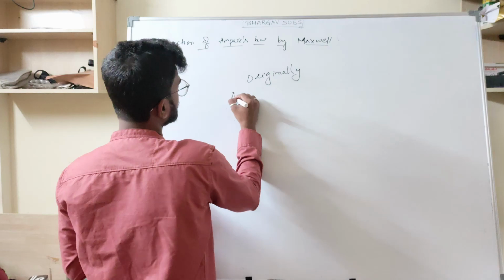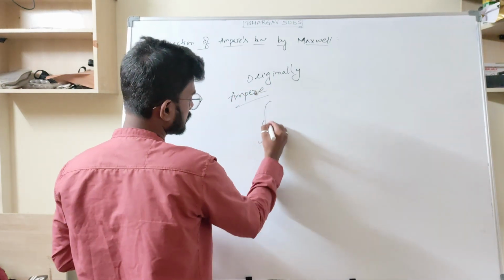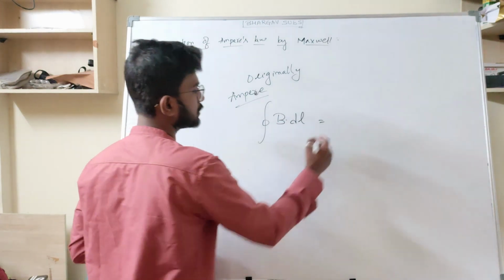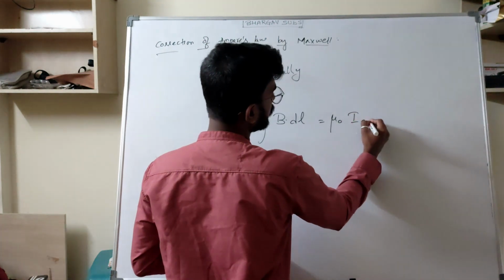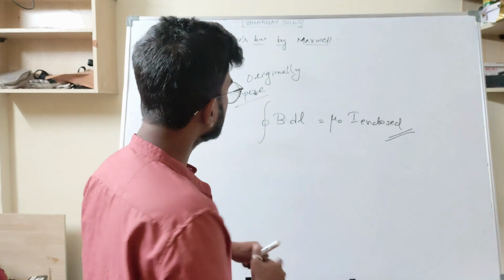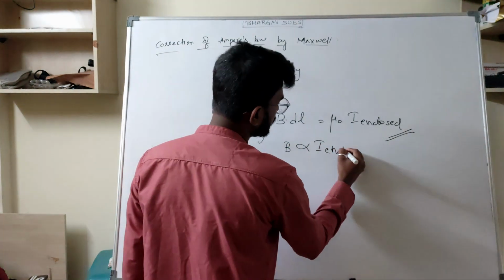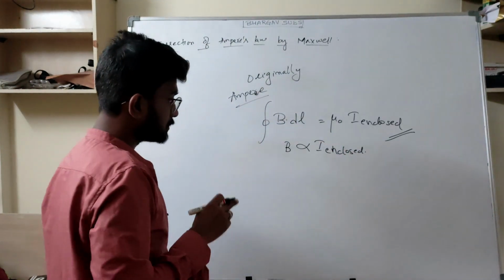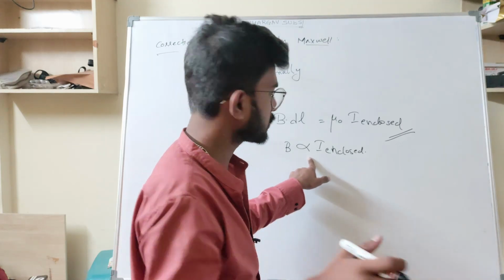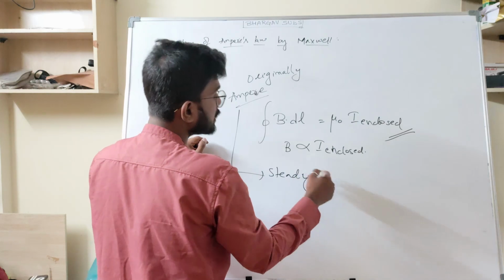What does Ampere's law say? The closed integral of B dot dl is equal to mu naught into I enclosed. Okay, this was the equation given by Ampere, right? So what does it mean? B is directly proportional to the current enclosed. But he only considered steady currents, he didn't consider displacement currents.